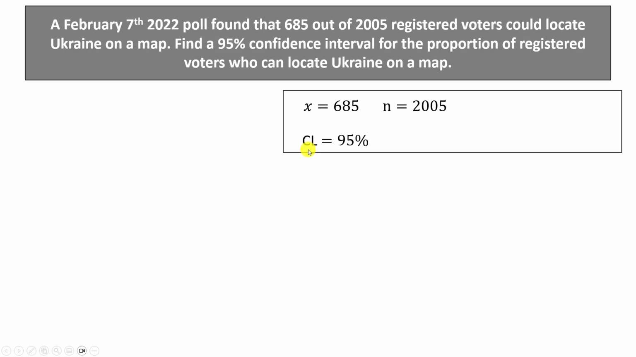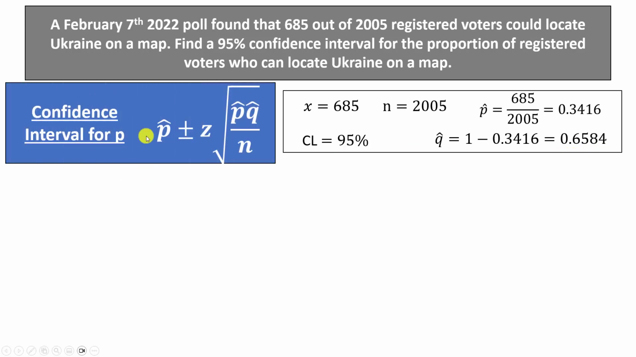The confidence level is 95%. From x and n, we can calculate the sample proportion, which is 685 divided by 2005, or 0.3416. We'll also need q hat, which is the complement of p hat, or 1 minus p hat, which gives us 0.6584. This is the proportion of individuals who could not locate Ukraine on a map from our sample.